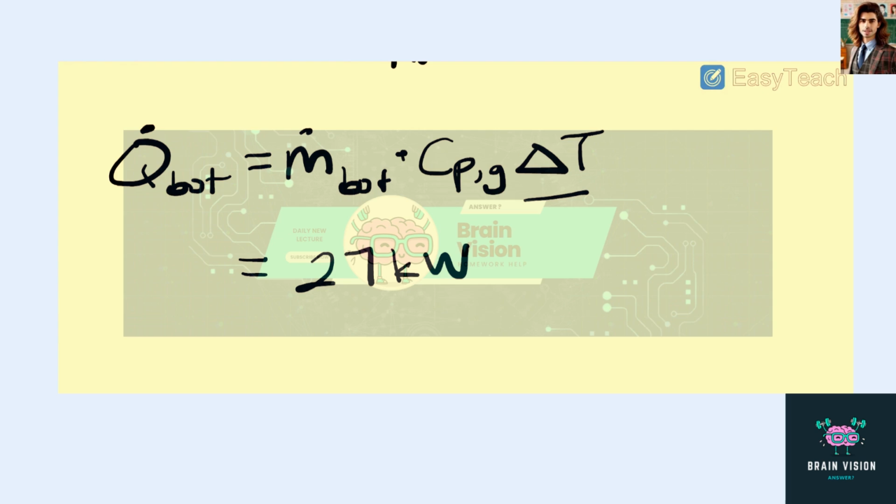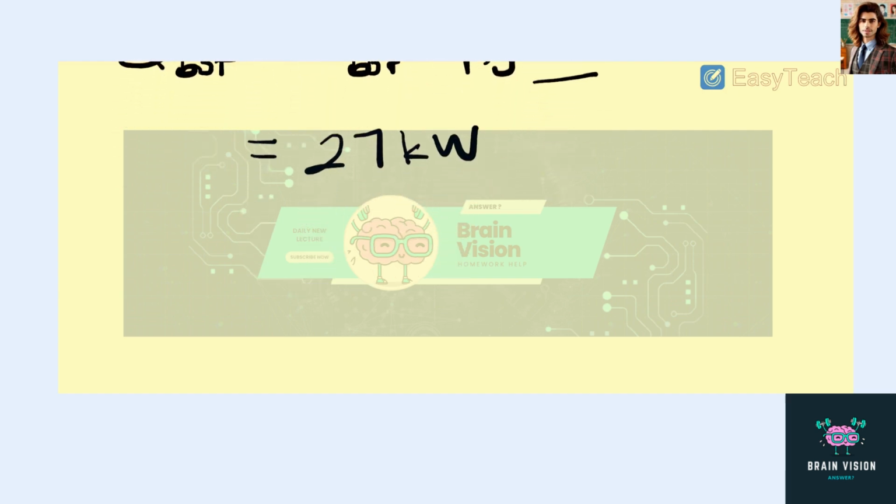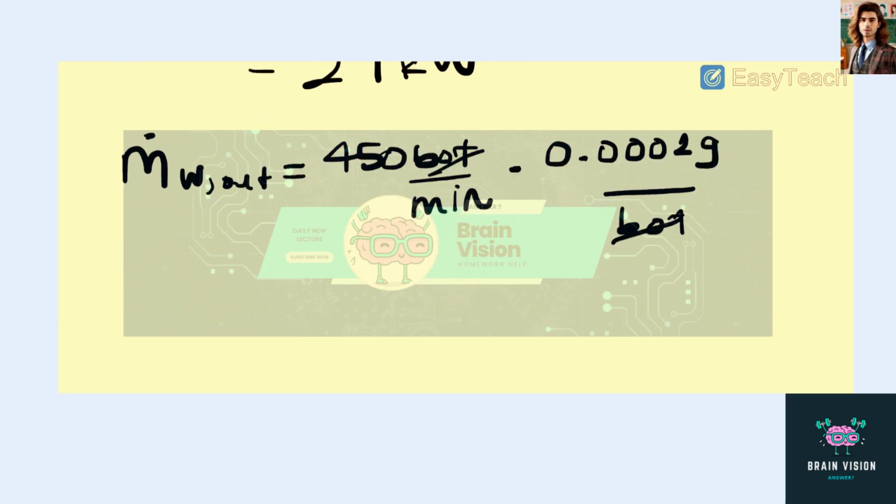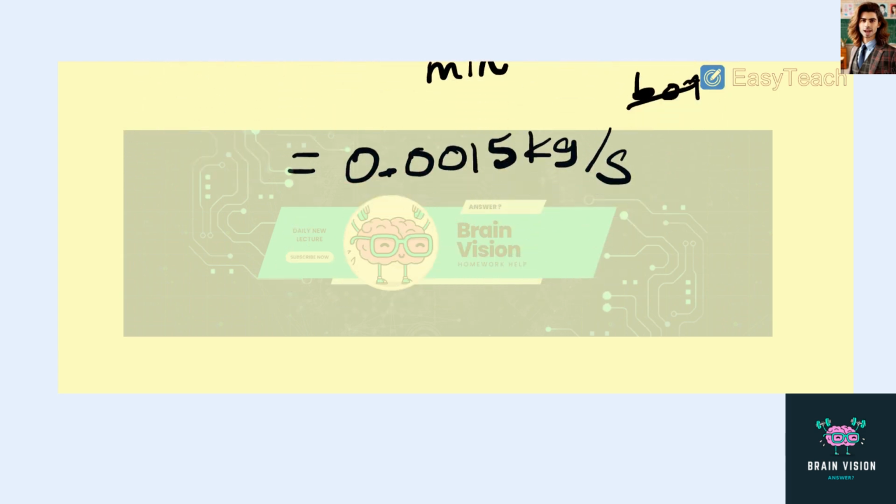So what we can do now is go ahead and calculate the m dot of the water that's coming out. So we can say that m dot water out is equal to the flow rate of the bottle, so we know it's 450 bottles per minute. And we also know that there's 0.2 grams that's removed per bottle. And that gives us an m dot of water removed equal to 0.0015 kilograms per second.